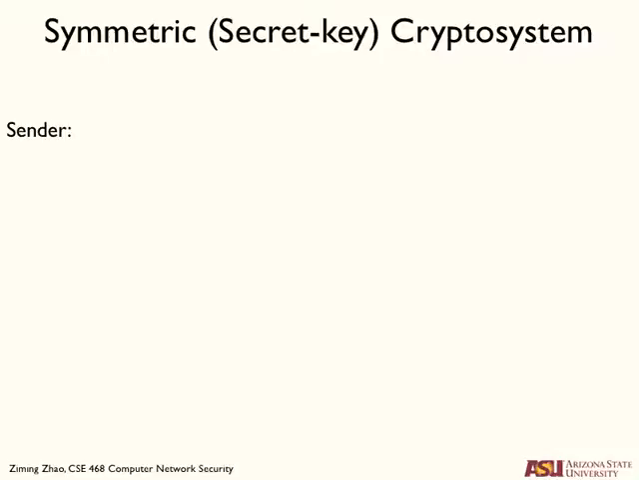So the first type of crypto algorithm we are going to study is called the symmetric key cryptosystem. It is also called a shared key system, or sometimes a secret key system. So basically, this is how it works. First, the sender will produce some plain text message, and the sender will generate a key, or somehow share this key with the receiver beforehand.